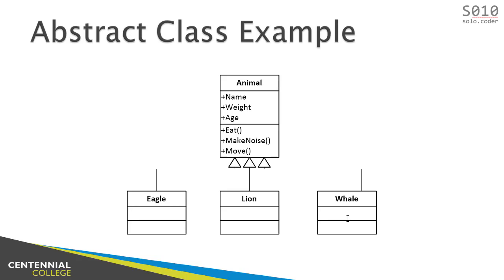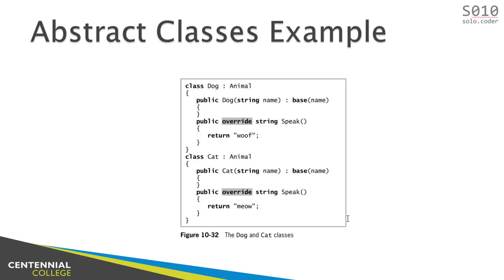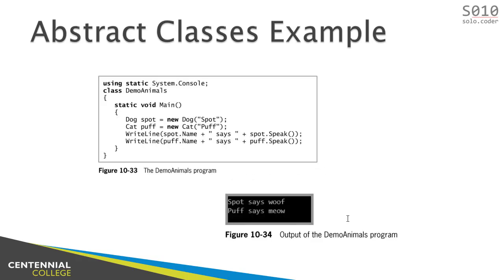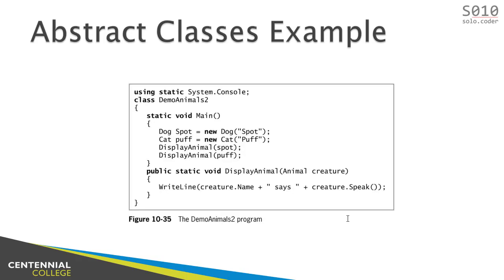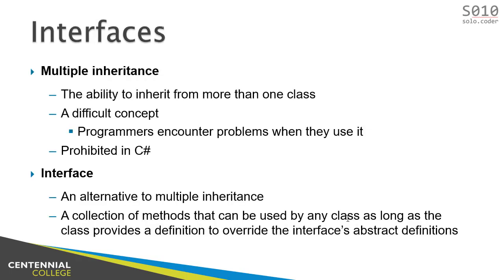Okay, again, animal, we have seen this example before. We have gone through the example of that. Again, this is the example that we have gone through. We know that we have to use the keyword override when we are overriding the abstract methods.